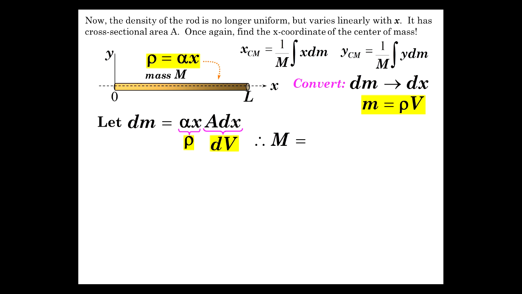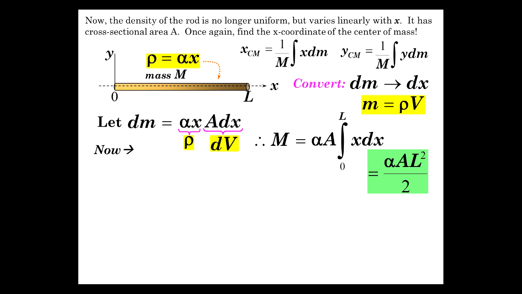Now we have to find the mass of the entire rod in terms of those quantities. So all mass is, of course, the sum of all the dm's. So let's integrate dm to get m. Well, to integrate dm, we bring out the constants, which are alpha and A. Integral of x dx, from 0 to L. And that's just alpha A L squared over 2.